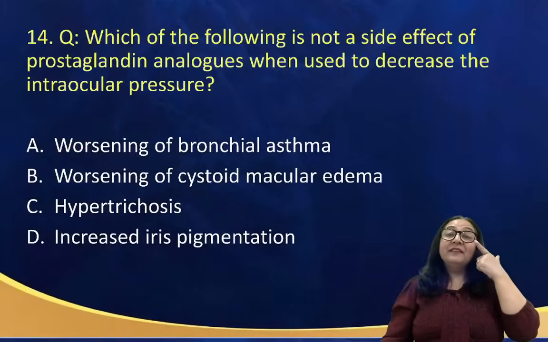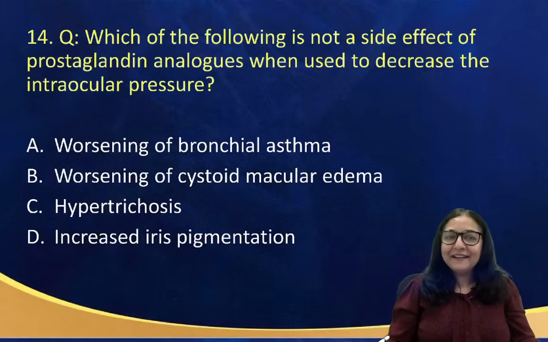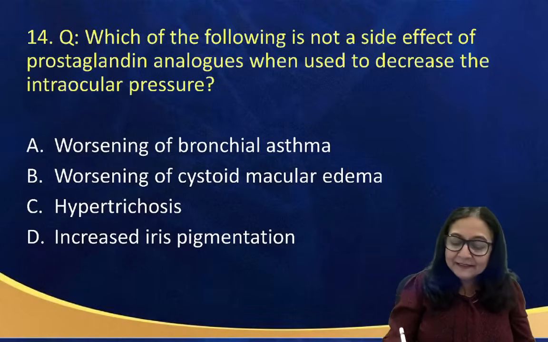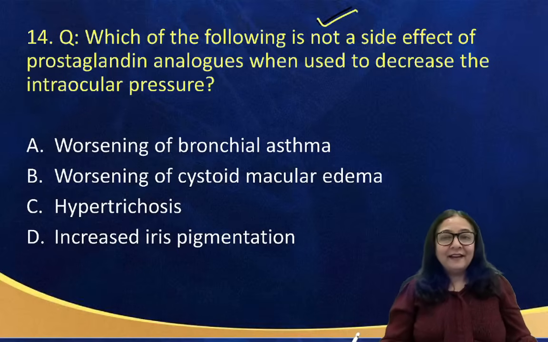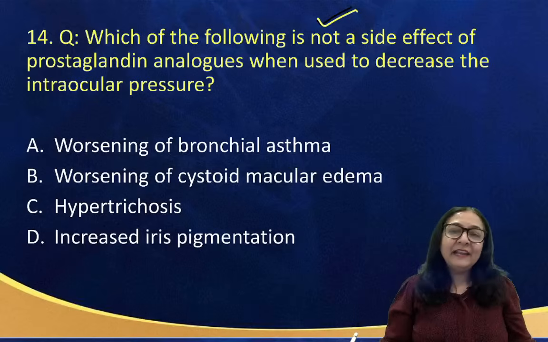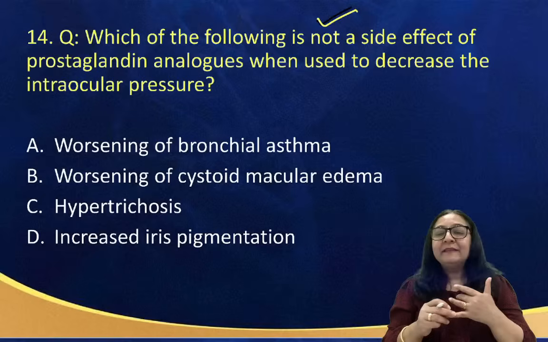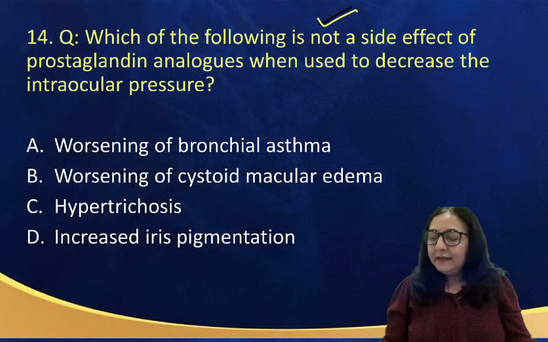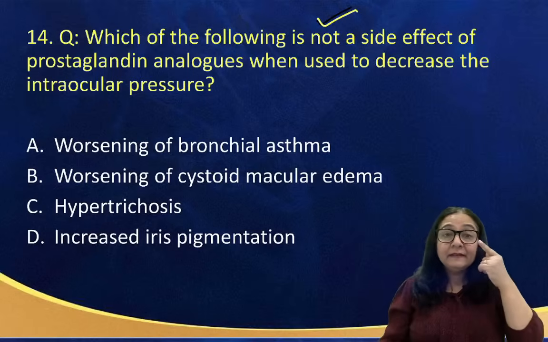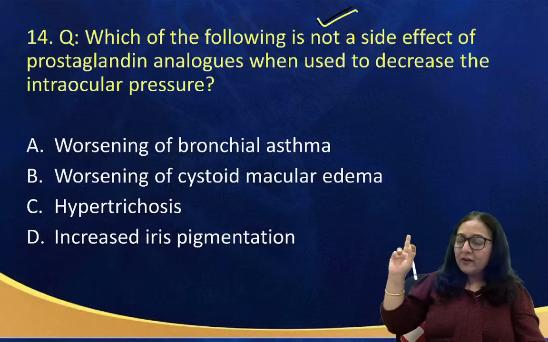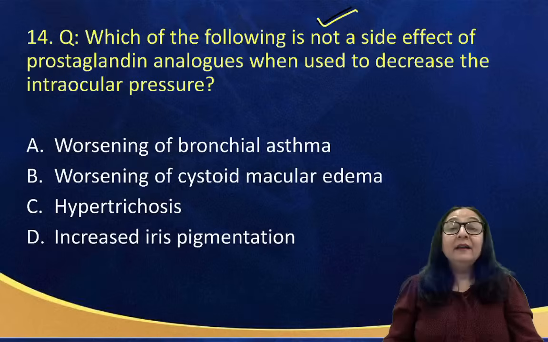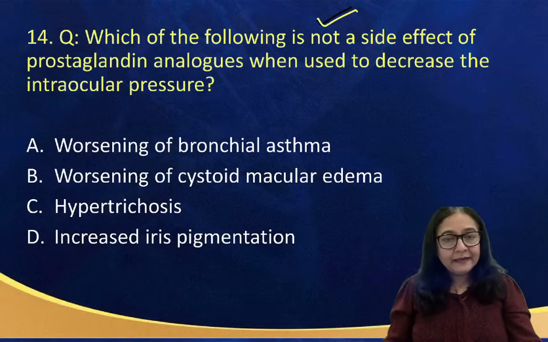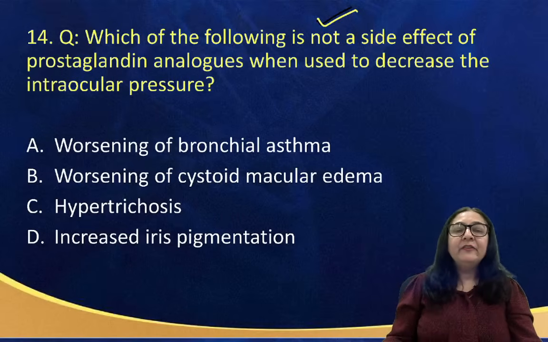Okay. So the next question is based upon the side effects of the prostaglandin analogs only. So which of the following is not a side effect of prostaglandin analogs when used to decrease the intraocular pressure? Again, beta, anti-glaucoma drugs, do remember, very important topic. Okay, so side effects, indications, you should know about this. So here we are talking about prostaglandin analogs. So choices are worsening of bronchial asthma, worsening of cystoid macular edema, hypertrichosis, increased iris pigmentation.